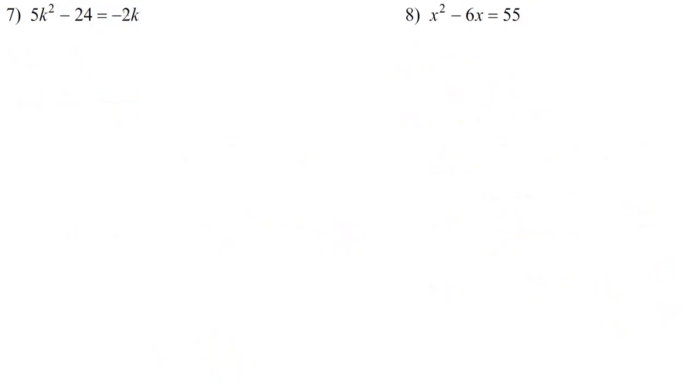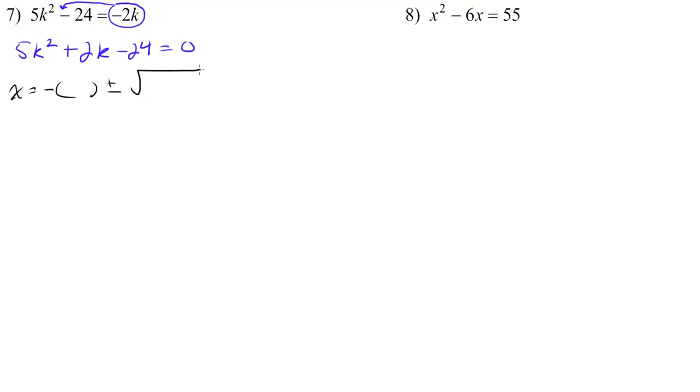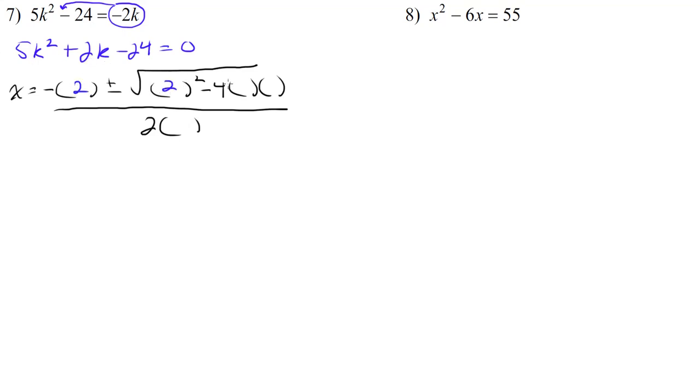Number 7, in order to put it in standard form, we just need to move this negative 2k over here. This gives us 5k squared plus 2k minus 24 equals 0. Set up our quadratic formula. X equals negative b plus or minus radical b squared minus 4 times a times c over 2a. Plug in our values. Our b value is 2. Our a value is 5. And our c value is negative 24.